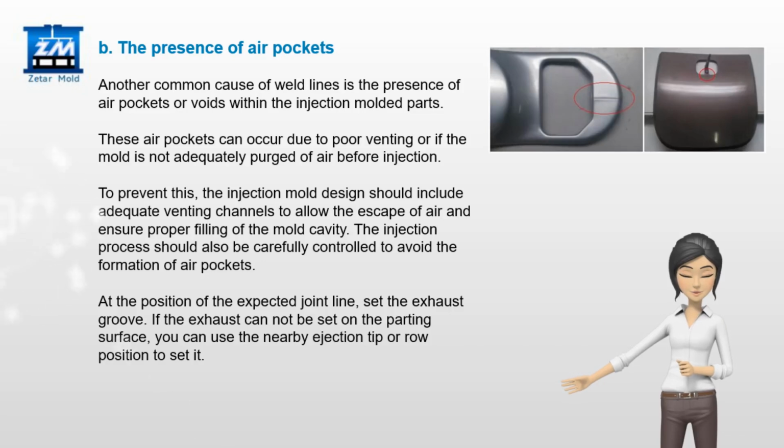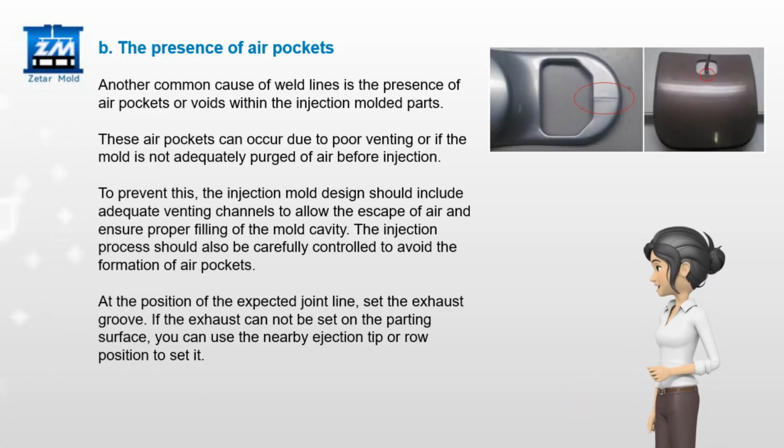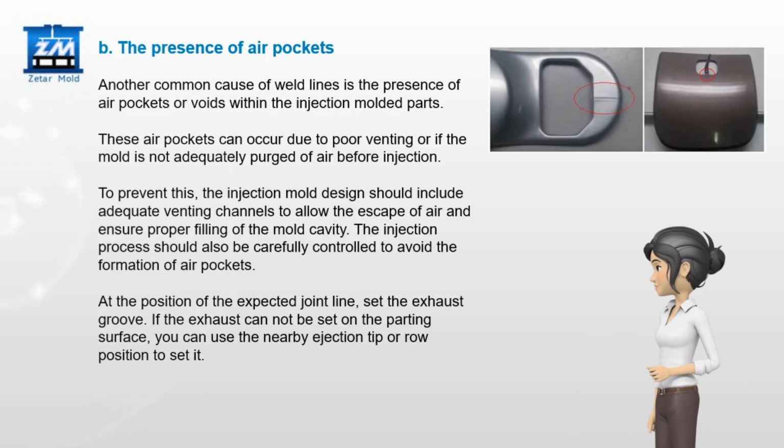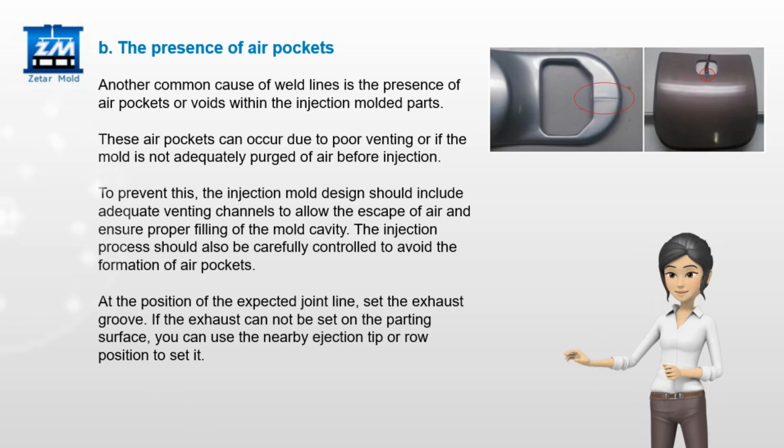At the position of the expected joint line, set the exhaust groove. If the exhaust cannot be set on the parting surface, you can use the nearby ejection tip or row position to set it.